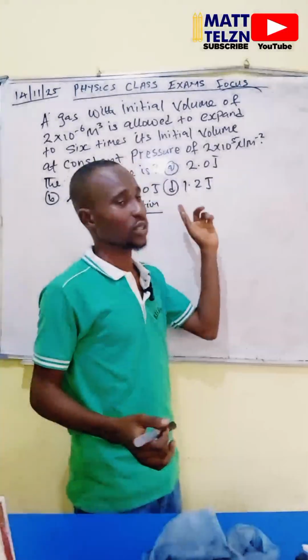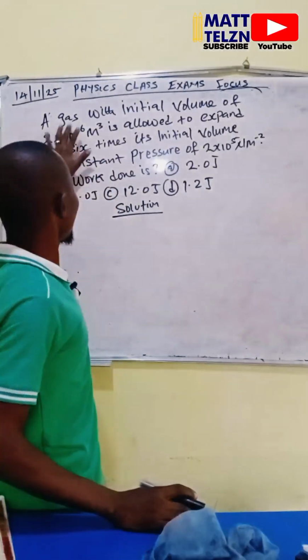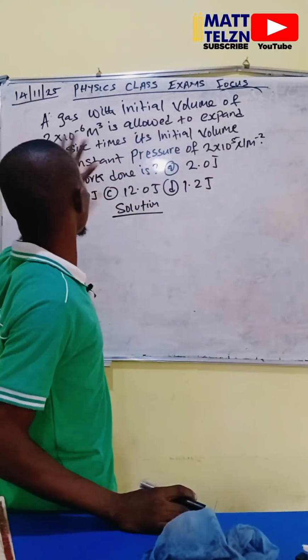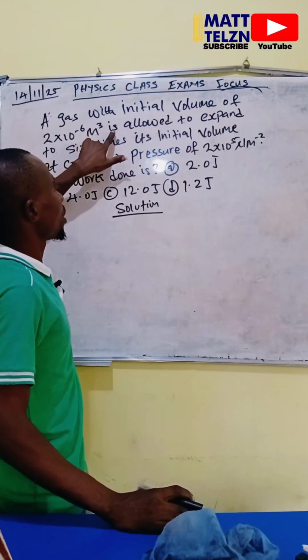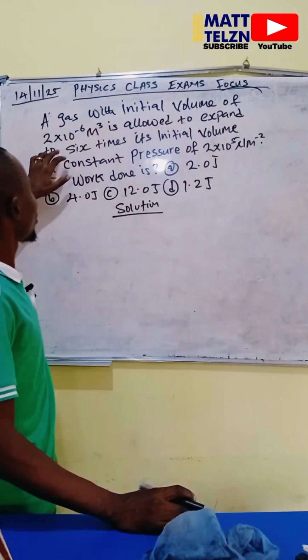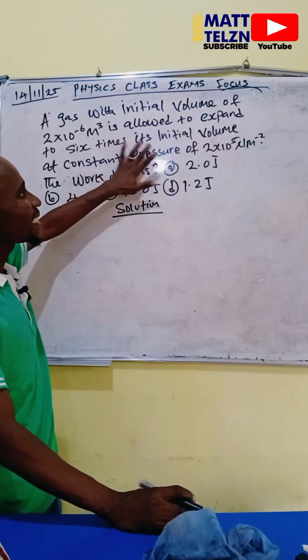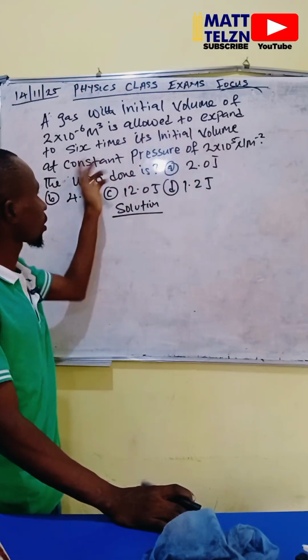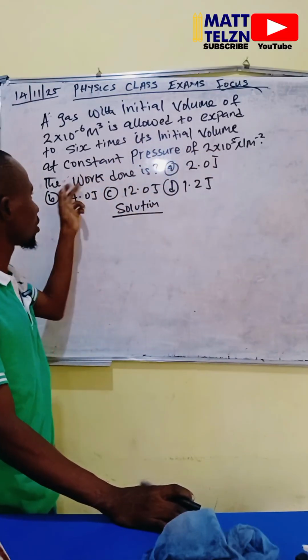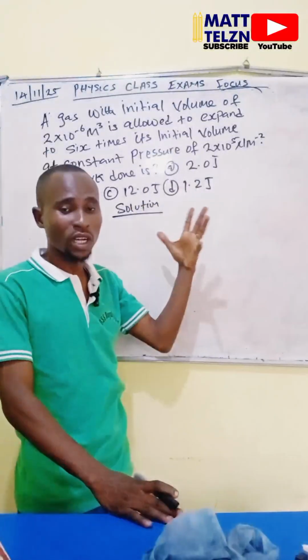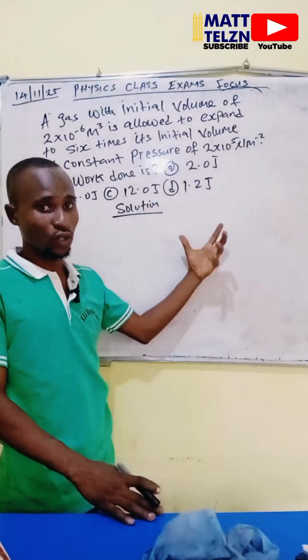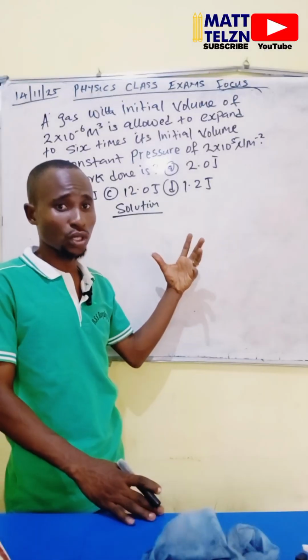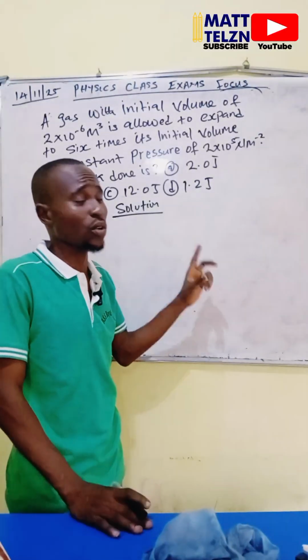So look at this other question. What I have here is a gas with initial volume of 2 times 10 raised to power minus 6 meter cube is allowed to expand to 6 times its initial volume at constant pressure of this, right? The work done is, you recall that work done is pressure times change in volume. That work done is equivalent to Boyle's law. So how am I going to solve this?